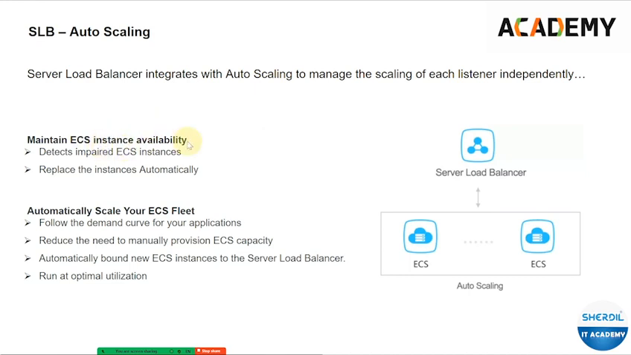Maintain ECS instance availability is to detect impaired ECS instances and replace the instance automatically. It automatically scales your ECS fleet to follow the demand curve of your application and reduces the need to manually provision ECS capacity. Automatically bound new ECS instances to the server load balancer and run at optimal utilization.